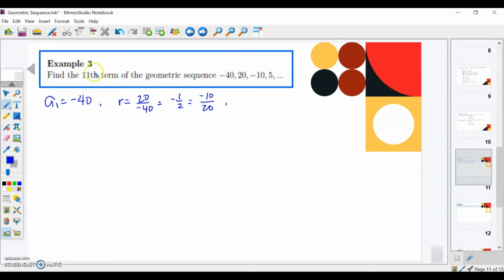Then, we're also given the value of n. n is equal to 11, since we're being asked to find the 11th term, or a sub 11. Now, to find the value of a sub 11, of course, we're going to use the formula a sub n equals a sub 1 times r raised to n minus 1. Replacing all the values of the variables in the formula, we're going to have a sub 11 equals a sub 1 times r raised to 11 minus 1.